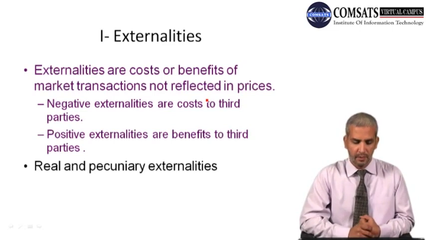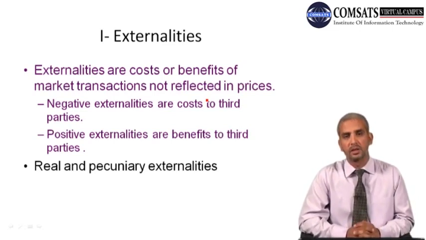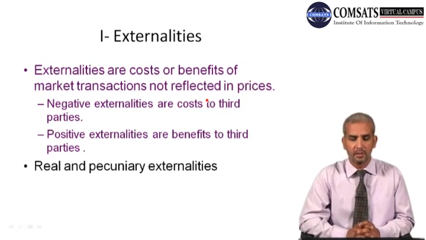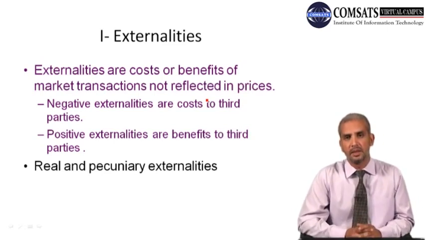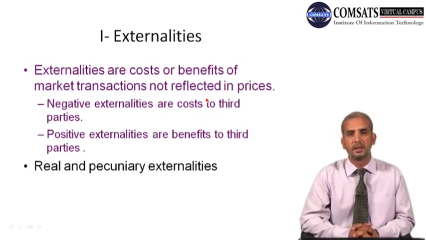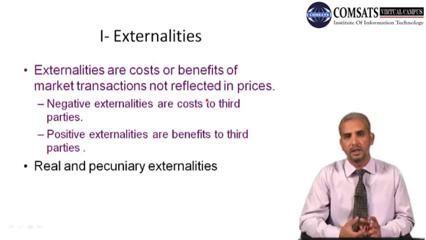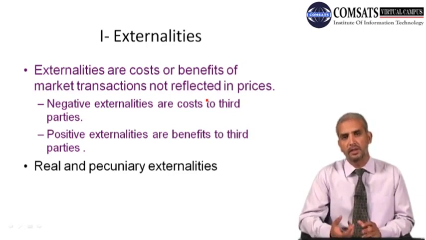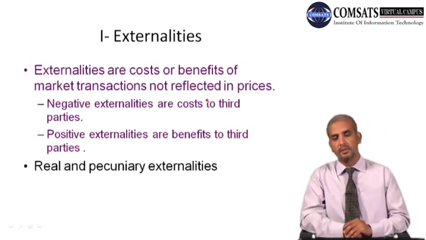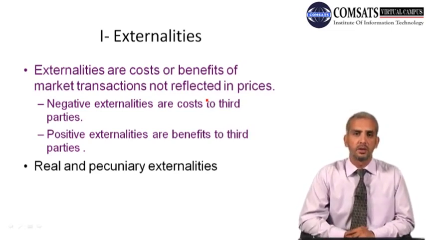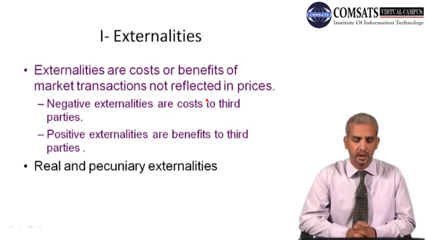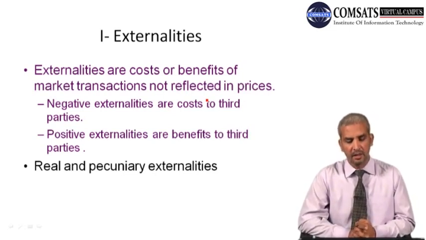Now, whenever two groups, buyer and seller, interact in the market, there is a possibility that a third party is affected by their interaction. Whenever the third party is affected by their interaction, that is an externality. An externality is specifically when the cost or benefit of that interaction is not accounted for in the private costs or marginal social cost and marginal social benefits of the interaction of producer and seller. Externalities are basically of two types. Negative externalities are the costs to third parties.